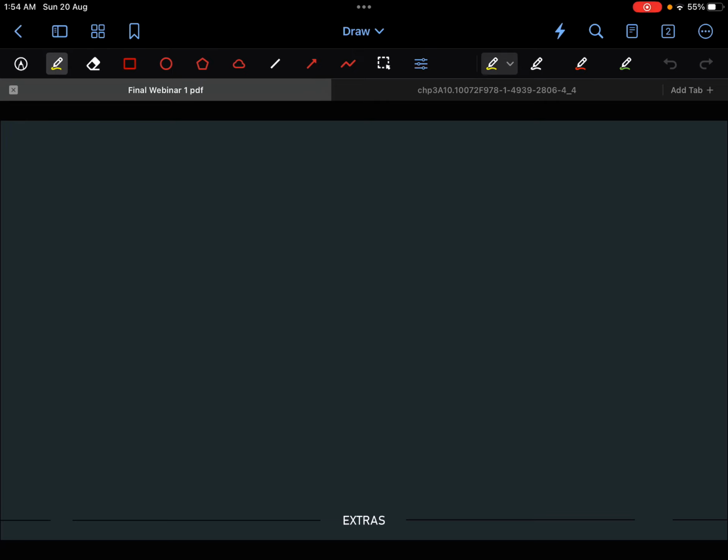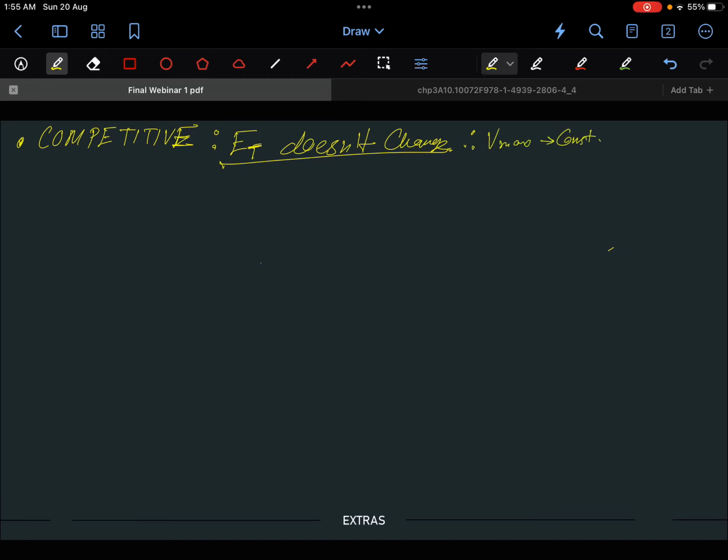Okay, so the concept is, in competitive inhibition, does the ET change? Does the total enzyme change? It doesn't change, right? It does not change. So what will happen? Vmax will not change, it will remain constant.